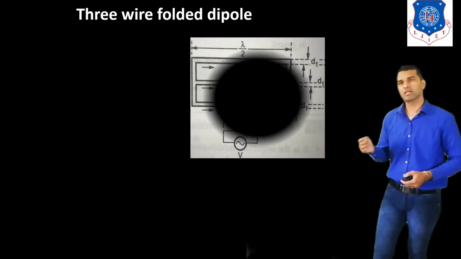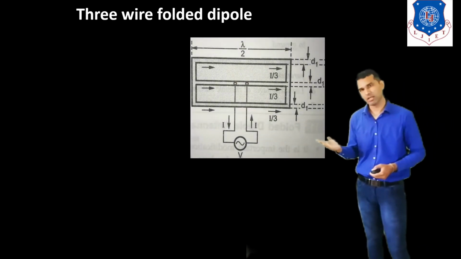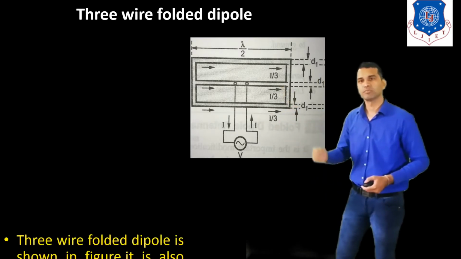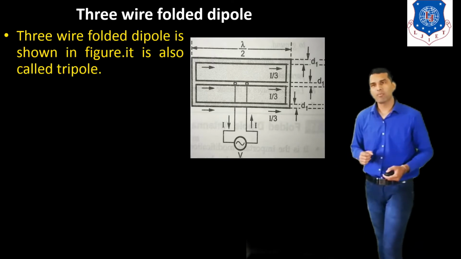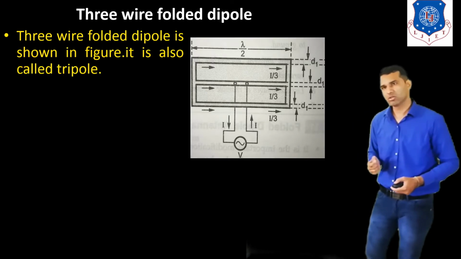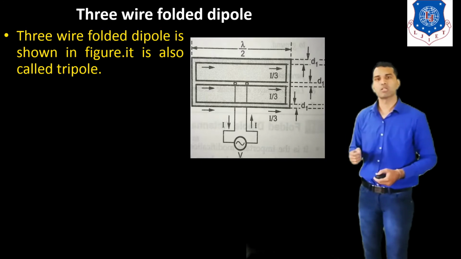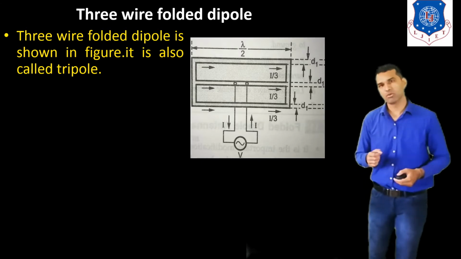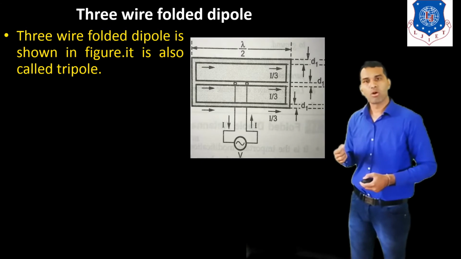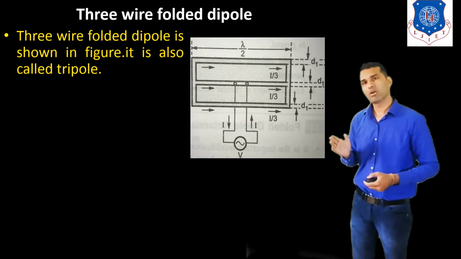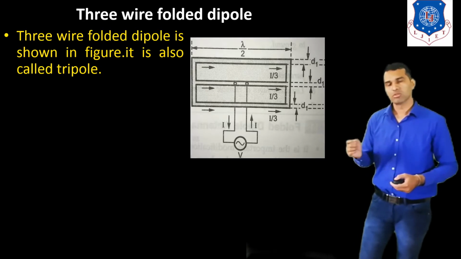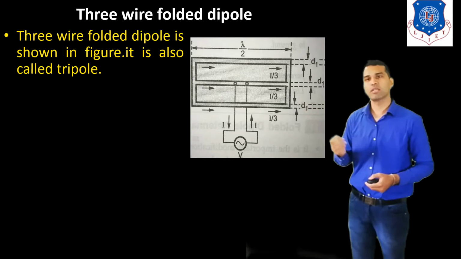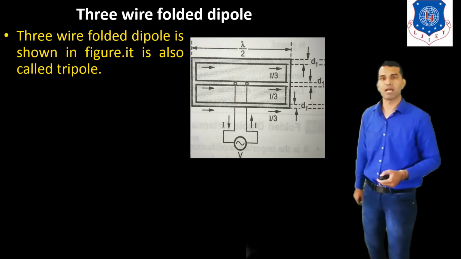Now we discuss the three-wire folded dipole antenna. Here is the figure of the three-wire folded dipole antenna. It is also called a tripole, because we know that in the dipole there are two poles, so that's why it is known as the dipole. In the monopole antenna there is only one pole, so we call it a monopole. But here there are three poles, so that's why this antenna is also known as a tripole antenna.